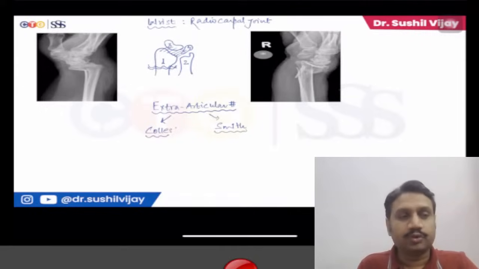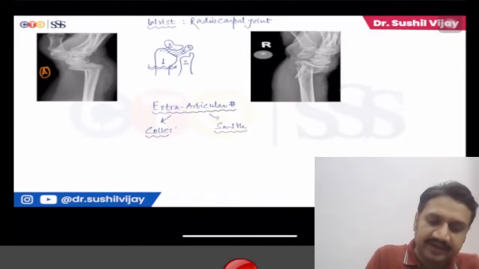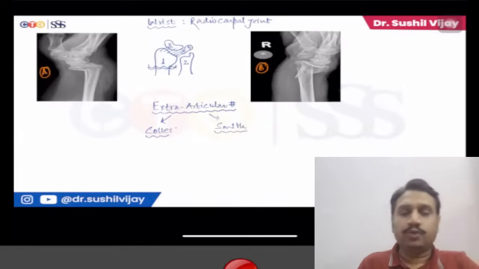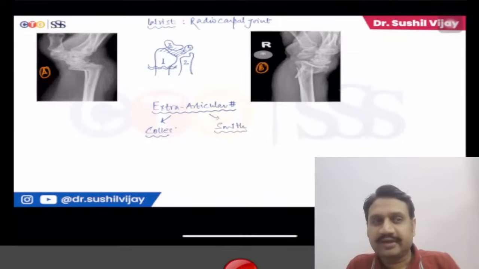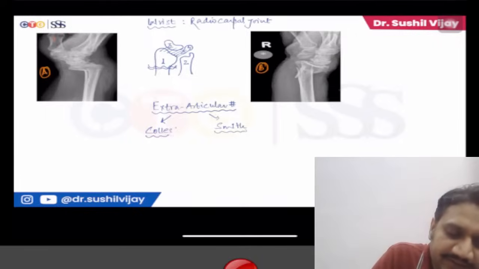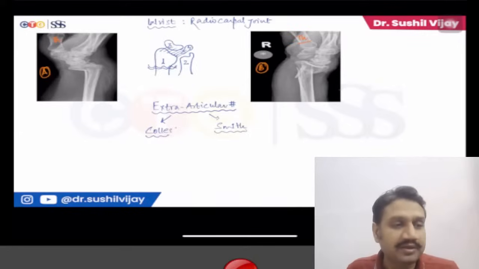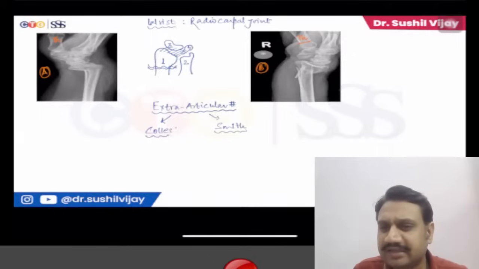Now, which one is Colles out of these two? If I label these X-rays as X-ray A and X-ray B, tell me which one is Colles and which one is Smith. In X-ray A, you can appreciate the shadow of the thumb here, the first metacarpal. Which one should image A be, Colles or Smith?